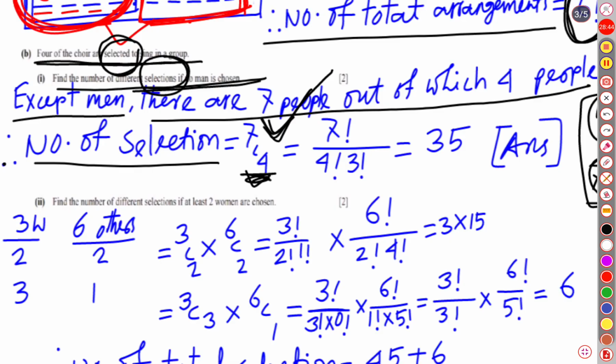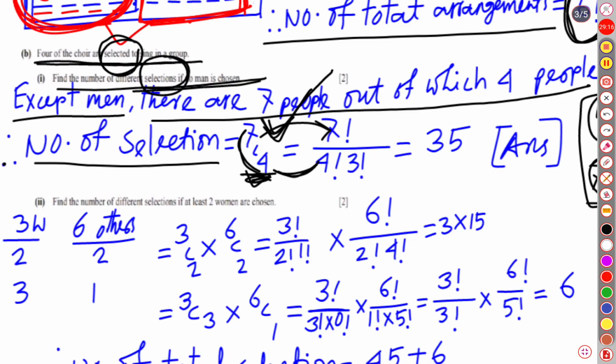So for combination, the numerator is 7 factorial, the total number, and then in the denominator we write the chosen quantity, 4, as a factorial, and then the subtraction of both quantities, which is common in both permutation and combination. So 7 factorial over 4 factorial and 3 factorial.